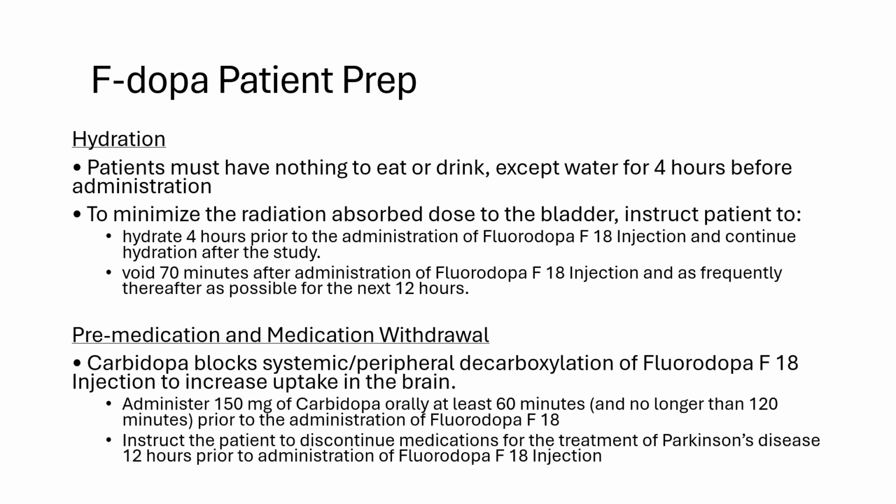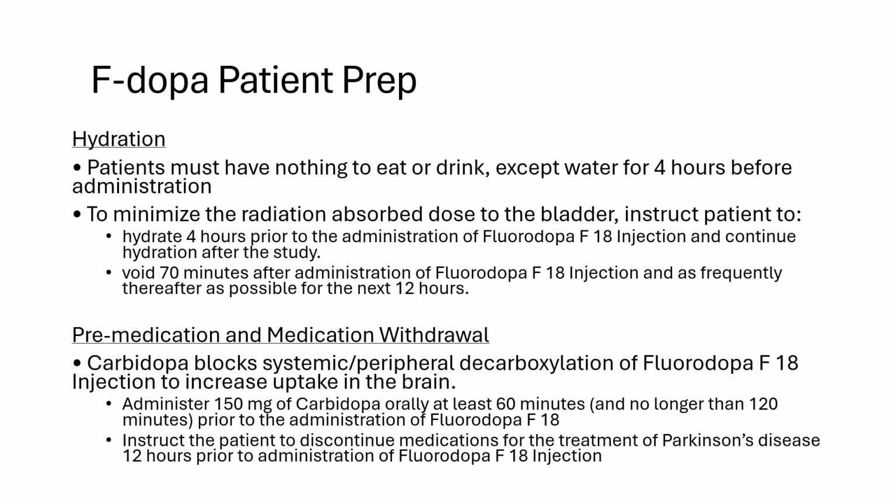Patients must have nothing to eat or drink except for water for 4 hours before administration. To minimize the radiation absorbed dose to the bladder, patients should be well hydrated and void frequently. They need to void at least 70 minutes after administration of the F-DOPA and as frequently thereafter as possible for the next 12 hours. It is important to do a pre-medication with this test.